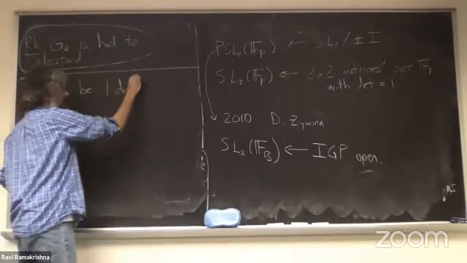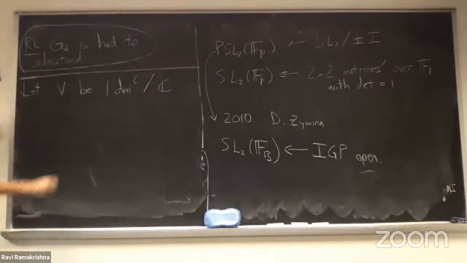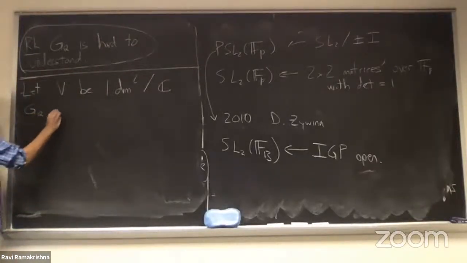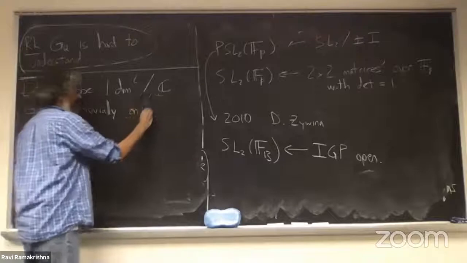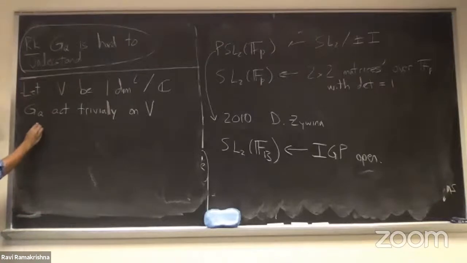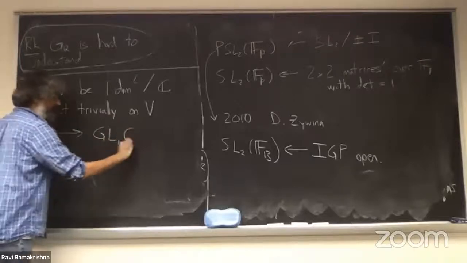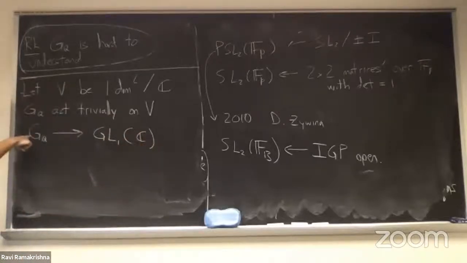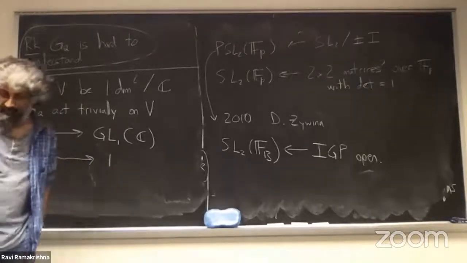I'm going to have a vector space, one-dimensional over the complex numbers. You can just think of it as C, and I'm going to let G_Q act trivially on V. Right? A group can act on a vector space. This action is trivial. So, of course, you can think of this as a homomorphism from my group to the automorphisms of my one-dimensional vector space, to GL_1 of C. And in fact, every element goes to 1, right? Because it's a trivial action.